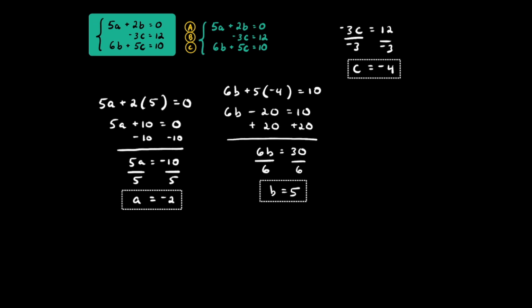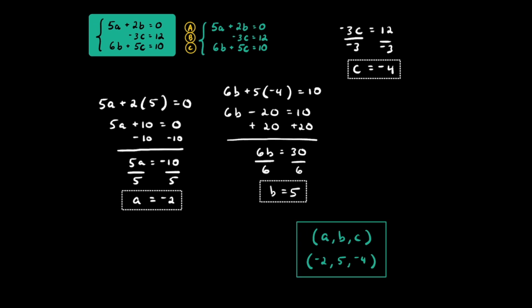When writing our final solution, we're going to write it in the order of a, b, c. So in this case, it's going to be negative 2, 5, negative 4. The nice thing about systems is that you can plug in your solutions to see if they work. Let's try another one here.